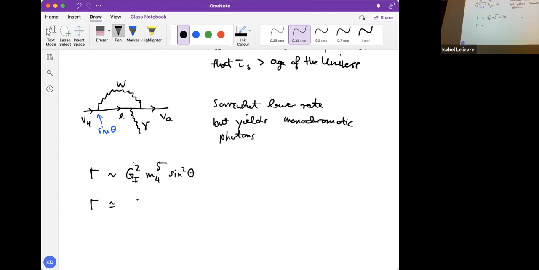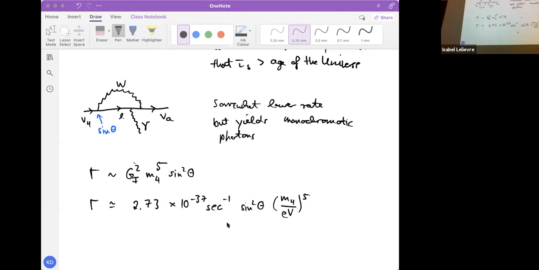To give you an idea of what the numbers are, this is for Dirac neutrinos, this is 2.73 times 10 to the minus, what's that, 37 inverse seconds times sine square theta times m4 over electron volt to the 5th power. So you see that these are pretty small rates that we are dealing with here. And I should say this is for Dirac neutrinos. For Majorana neutrinos, it's about a factor of 2 different.